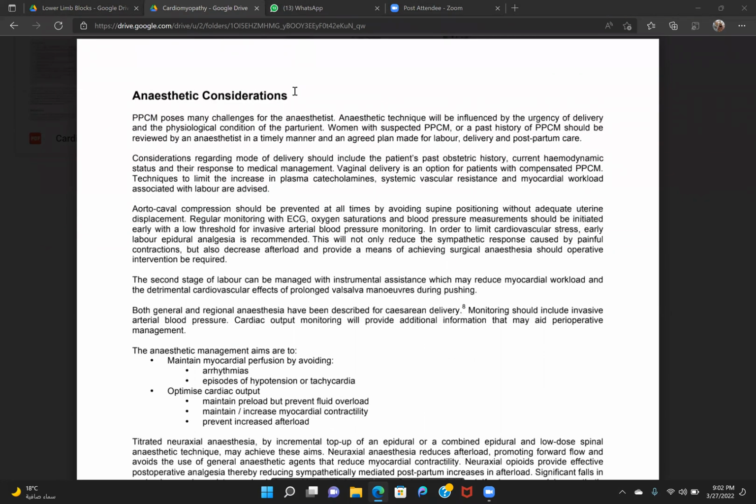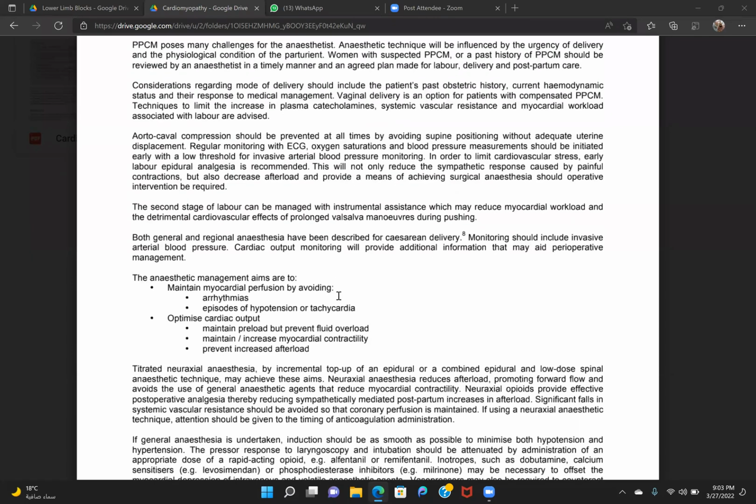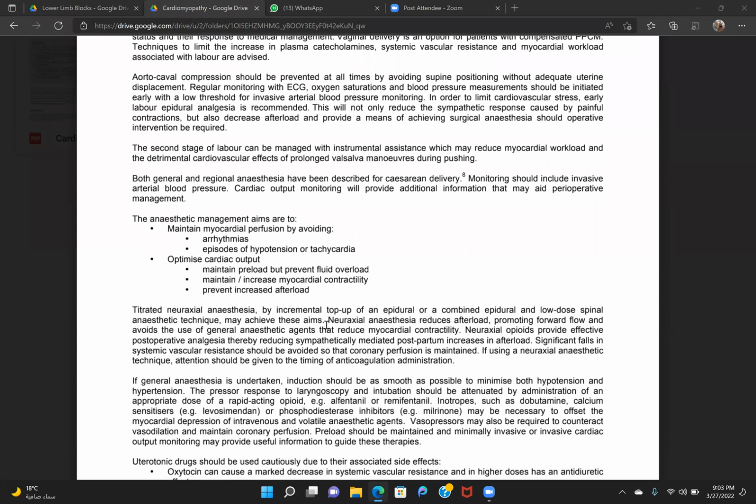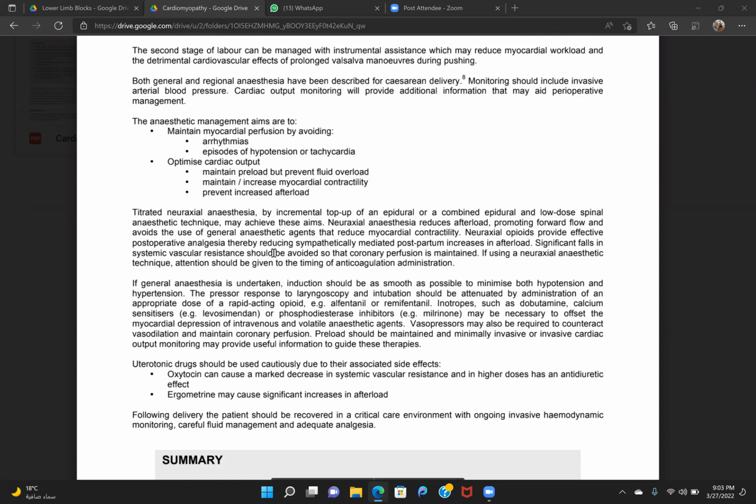Okay, so what else? These are general considerations in any other pregnant patient. We will, inshallah, discuss the details of obstetric anesthesia, as we did a few weeks before. And like I discussed with you, neuraxial titrated doses, incremental top up. Segmental, combined epidural with the low dose spinal anesthetic technique.